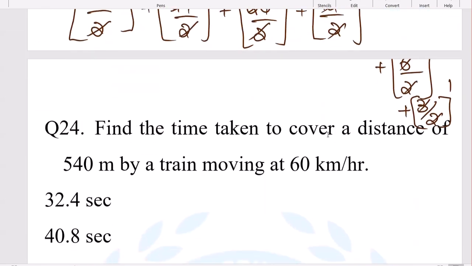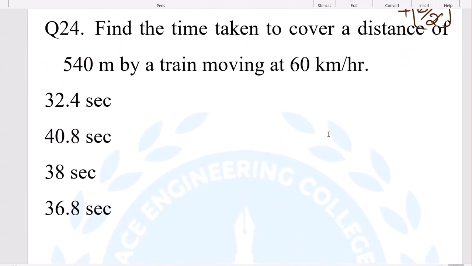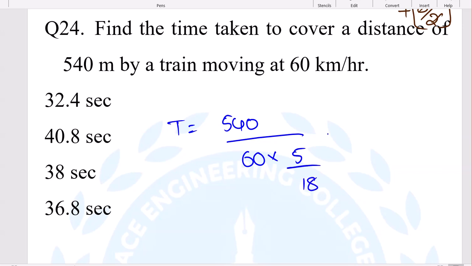23 done, 24. See, this is also time and distance, which many people will ignore. In this question, timing, distance and speed are all there. You want to calculate time. Time is distance by speed, but here speed is given in kilometer per hour. Your job is to convert it to meter per second. So this is 9 into 18 divided by 5, 162 divided by 5, which is 32 point.